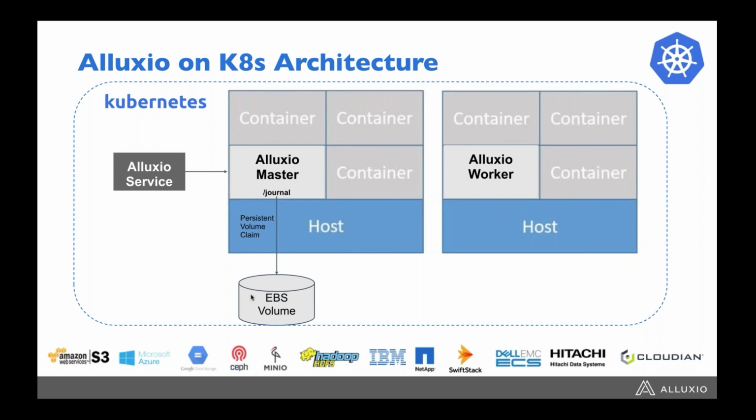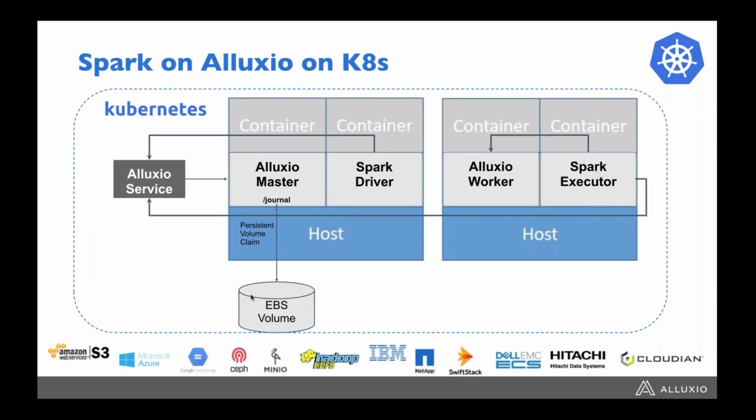The Alluxio master uses a persistent volume. In this case, it's an EBS volume, but it can be replaced by any other kind of volume to store the Alluxio journal. And the Alluxio service, like I mentioned, is a concept that Kubernetes provides to make it easy for compute applications or Alluxio client applications to connect to Alluxio. In this case, Alluxio masters and workers could connect to any of the storage solutions which are listed at the bottom.